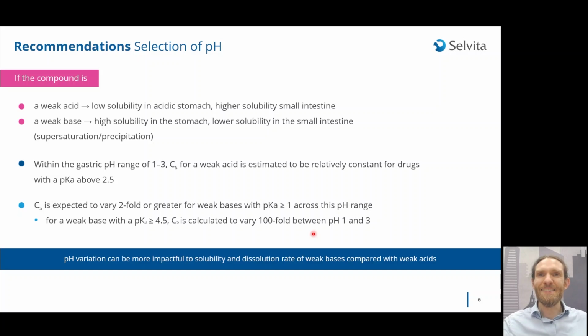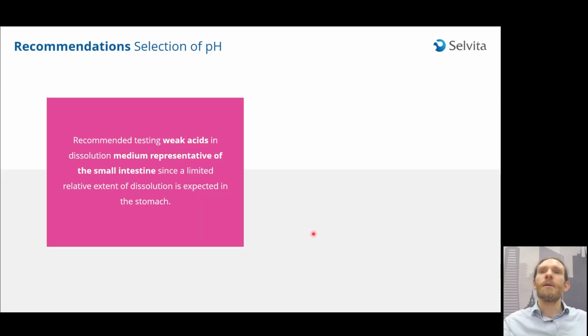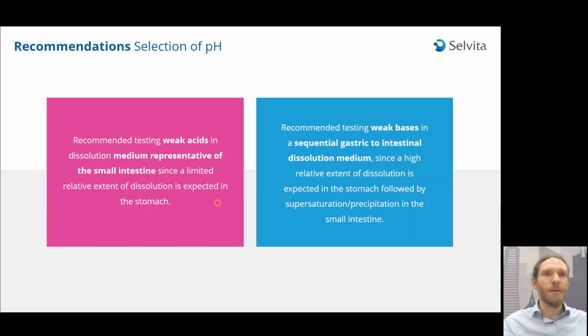Concluding, it is recommended to test weak acids in a dissolution medium representative of the small intestine, since a quite limited relative extent of dissolution is expected to be found in the stomach. Whereas the testing of weak bases is recommended to be done in sequential gastric to intestinal dissolution media, since a quite high relative extent of dissolution is expected to be found in the stomach, which is followed by even supersaturation or precipitation in the small intestine.